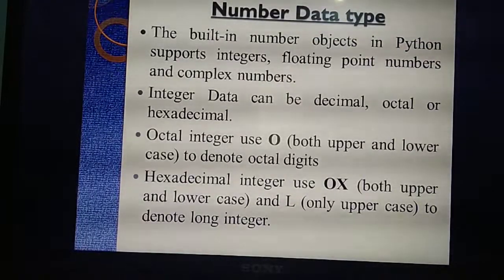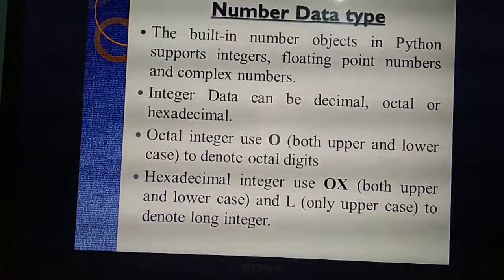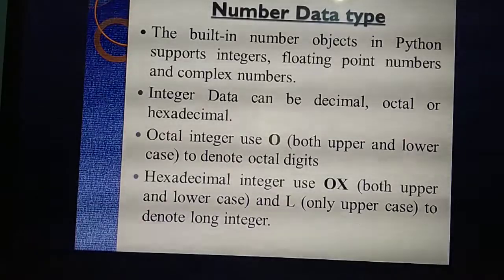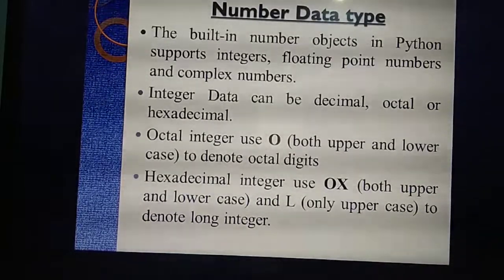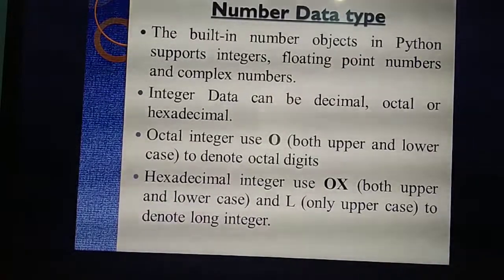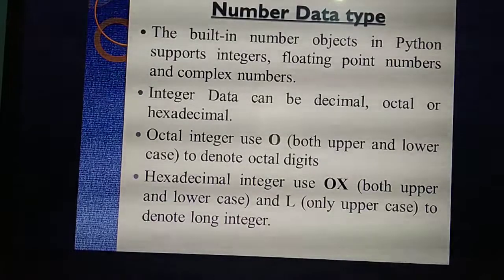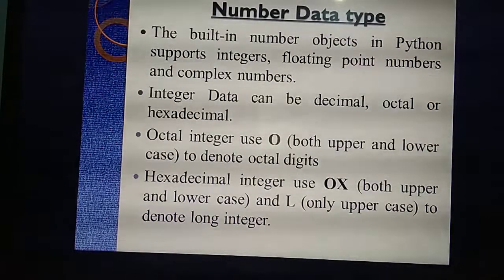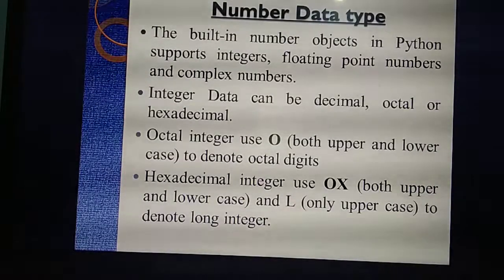The integer numbers can be decimal, octal or hexadecimal. These are all important questions. So the number data type is of how many types? 3. What are they? Integer, floating point and complex. Then the integer data type is of how many types? 3. Again, decimal, octal and hexadecimal.